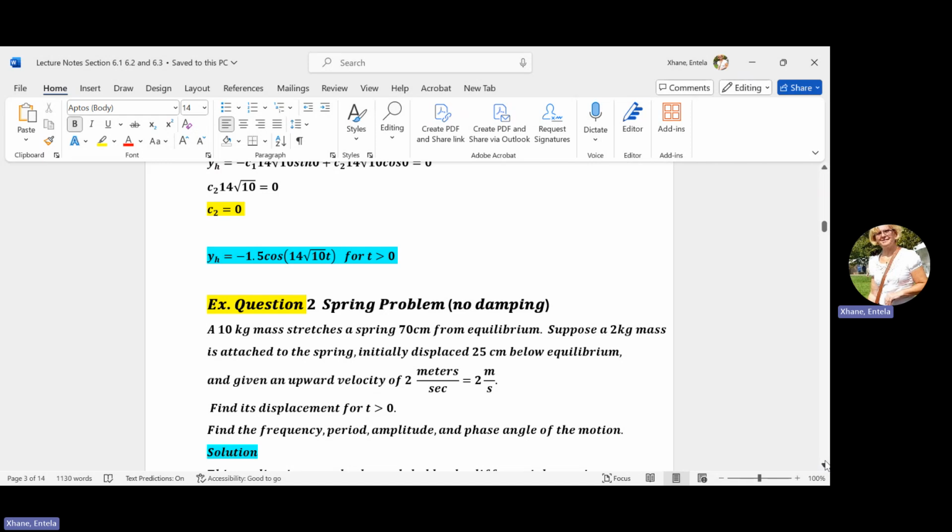Now this is what is different. You notice that it's almost the same application. So that means we are using the same equation. But what is different now? We are computing some brand new elements: the phase angle of motion, the amplitude, the period, and the frequency.